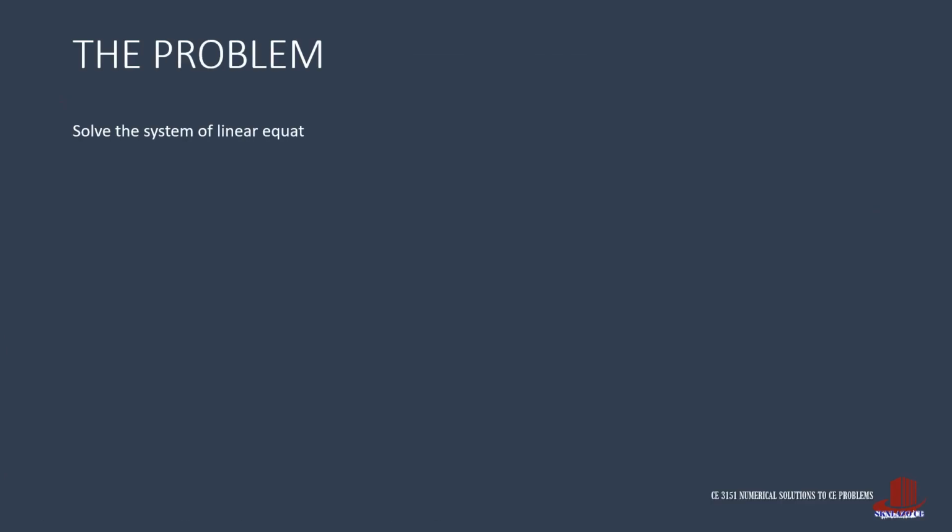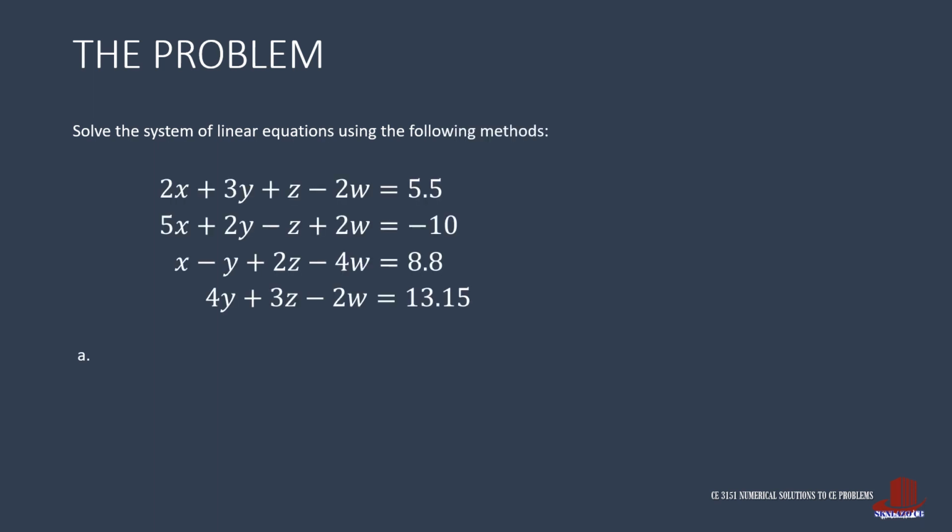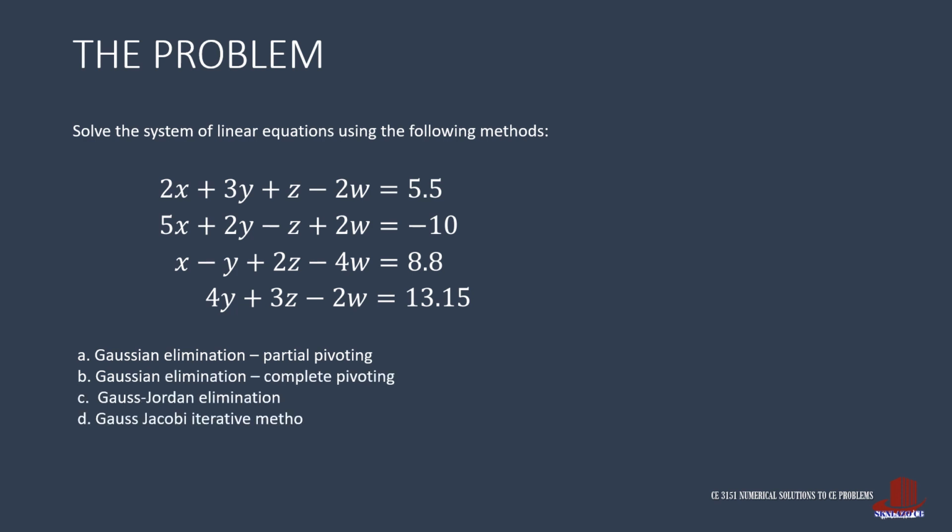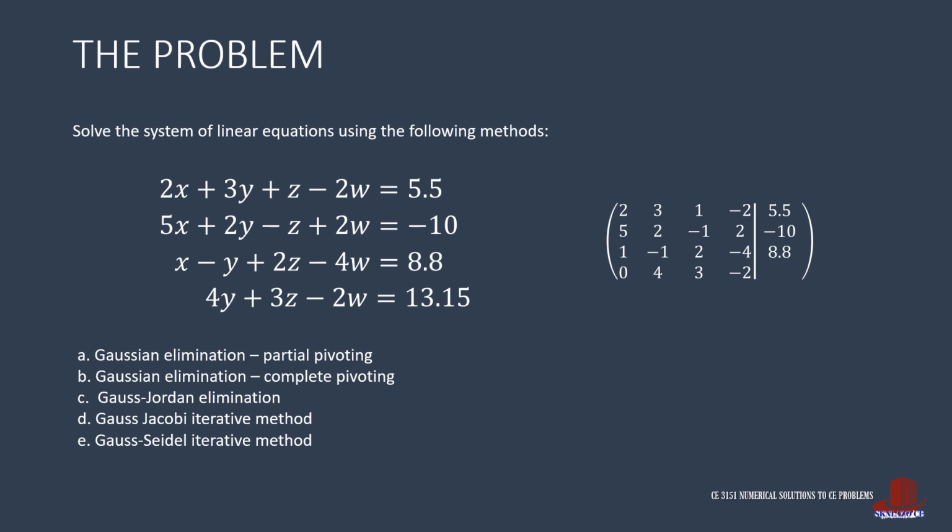We are to solve the system of 4 linear equations with variables x, y, z, and w using Gaussian elimination, both partial and complete pivot method, Gauss-Jordan elimination, then the iterative methods. Although a matrix is not necessary for iterative methods, let's convert the system to an augmented matrix for Gaussian and Gauss-Jordan elimination.